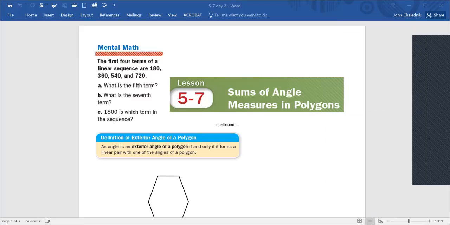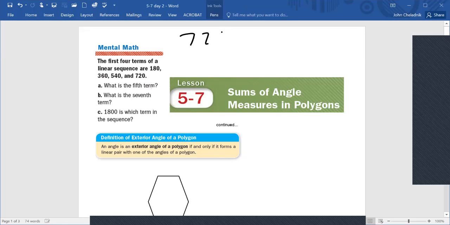Let's start with the mental math. It says the first four terms of a linear sequence are 180, 360, 540, and 720. What is the fifth term? Notice that between each two numbers, we are adding 180. So the fifth term would be just the next term. If we take 720 plus 180, we should get our answer. Well, I happen to know that 720 plus 180 is 900. So the fifth term is 900 degrees.